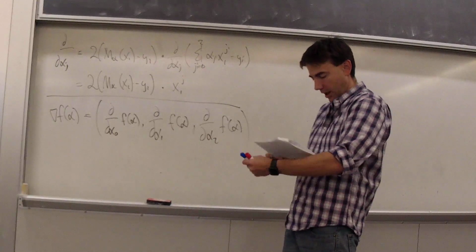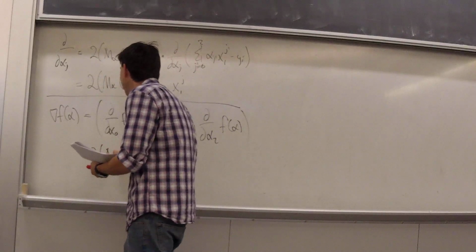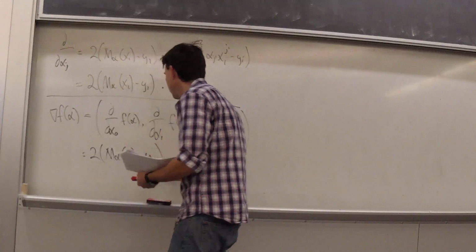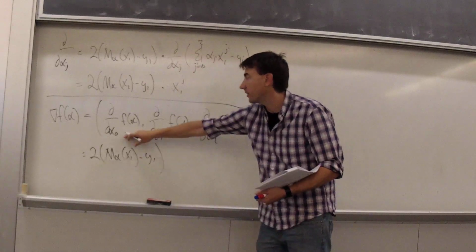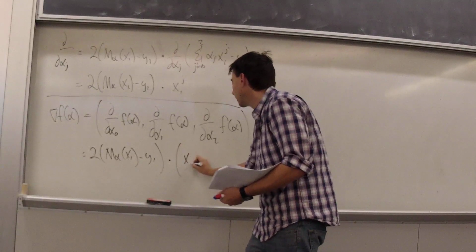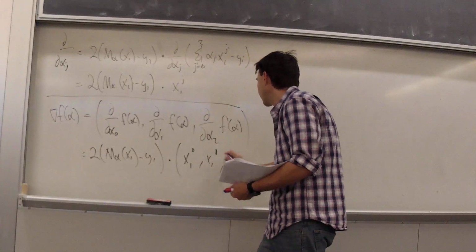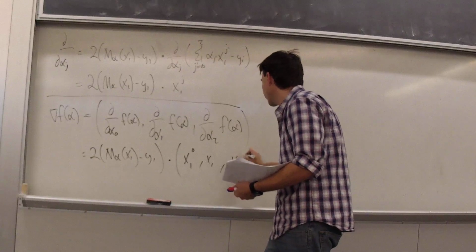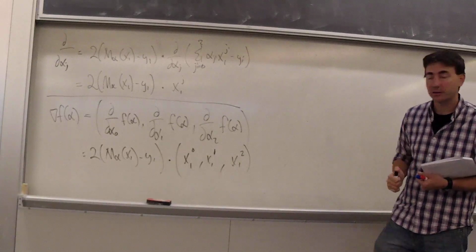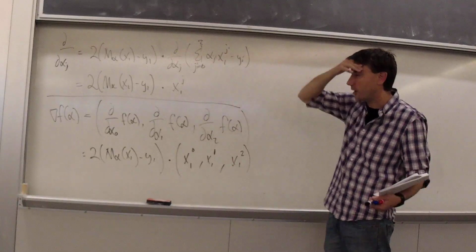Okay, and so basically, I can write, this is going to be 2 times, and then I can factor this term out, it's the same in all of these, and then this will be the vector x1 to the 0, x1 to the 1st power, which is nothing, and x1 squared.